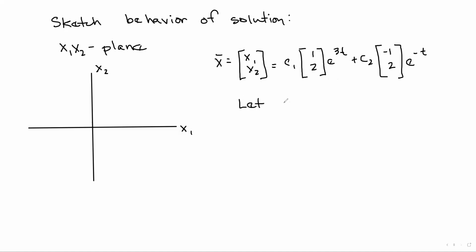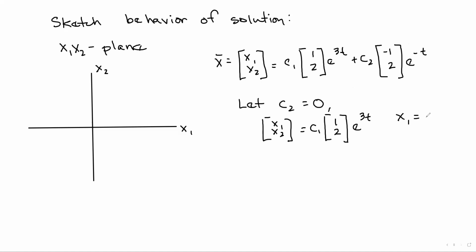So first, we're going to let c2 equal zero. If we let c2 equal zero, then we end up with x1 over x2 equals c1 times 1, 2 e to the 3t. So if c2 equals 0, then that just drops this away and we just get this guy. And from this, we can say x1 equals c1 times e to the 3t. So x1 equals this times that, and then x2 equals this times that. So we're going to get 2c1 e to the 3t.